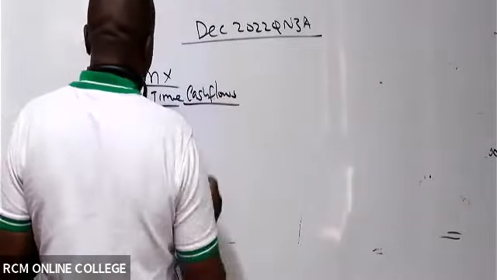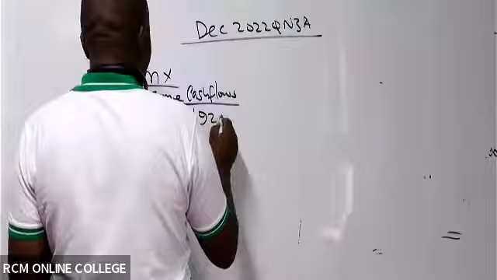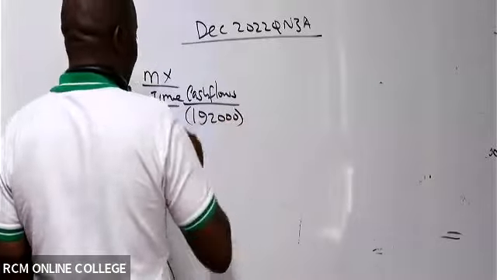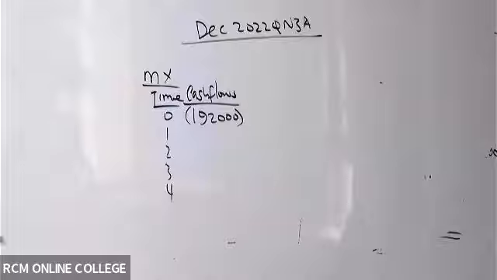He has given us cash flows. So cash flow at time 0, 192,000. This is an outflow. Time 0 is now, 192,000.